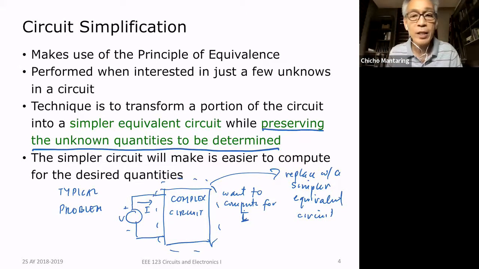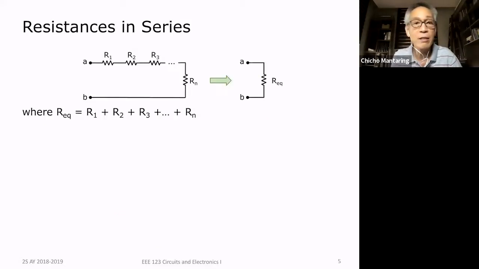Okay, in doing circuit simplification, we have to recognize certain structures, certain resistance structures. And the first is resistances in series. Siguro alam na niyo to, no? Some of you from your high school probably already took this up, no? If I have n resistances in series with respect to terminal A and B, you can replace that with a single equivalent resistance where the equivalent resistance is just the sum of the individual resistances.